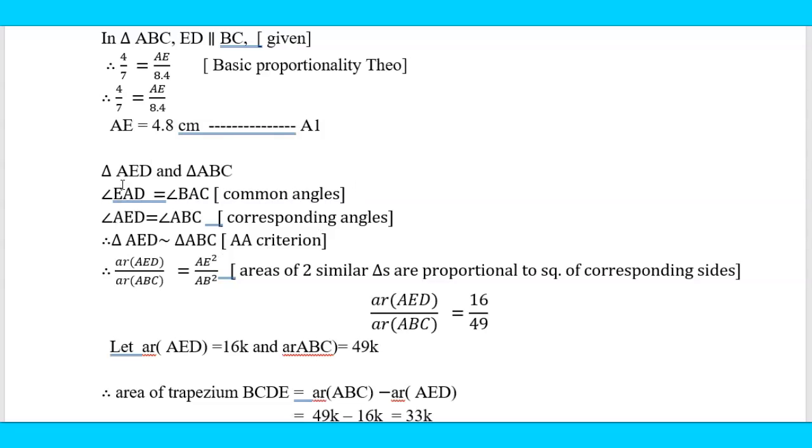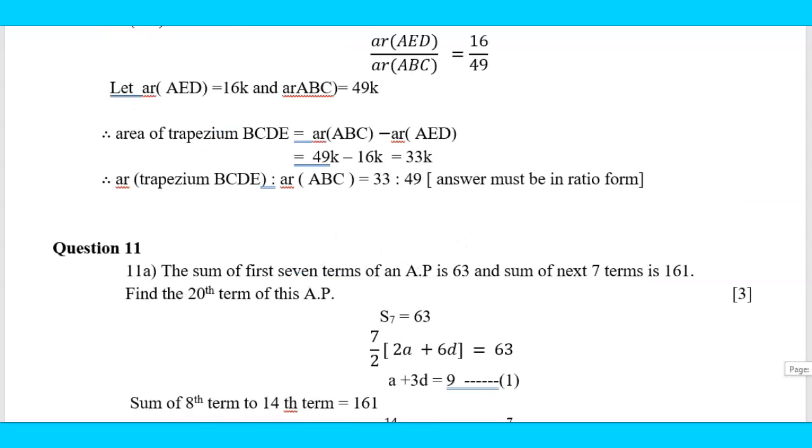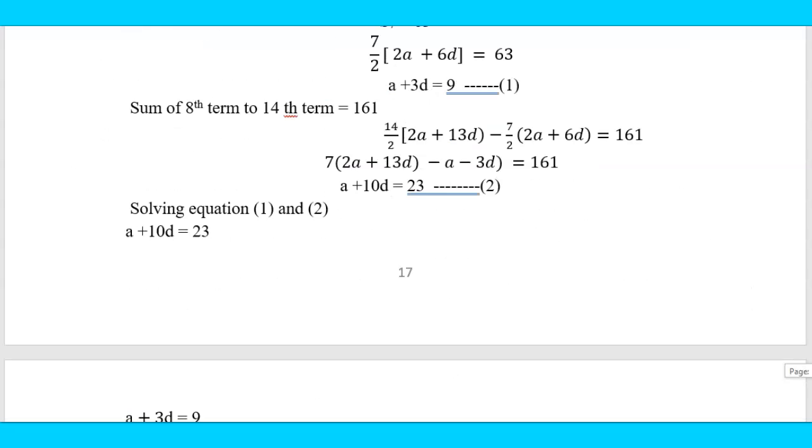These two triangles are to be proved similar, and then you will get 1 mark. If you have used the area theorem correctly, you will get 1 mark. Finally, you have to write the answer in ratio form, otherwise you may lose 1 mark here. Okay, now we will move on to question 11a.